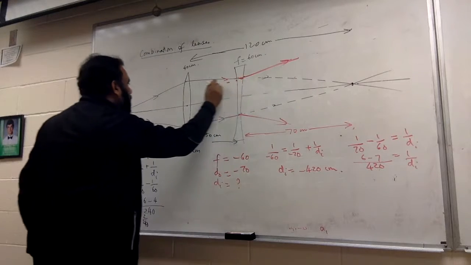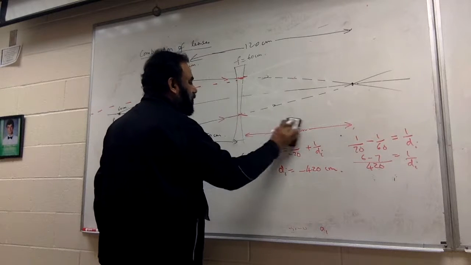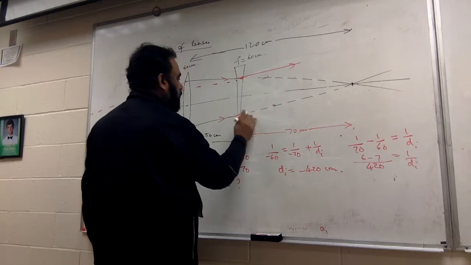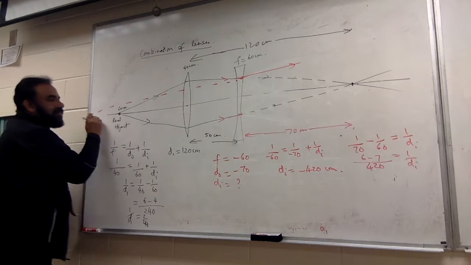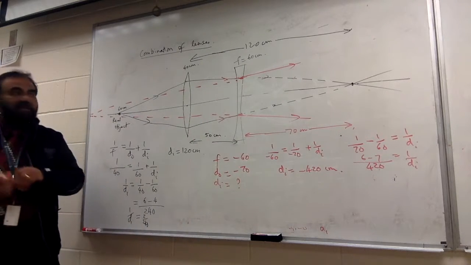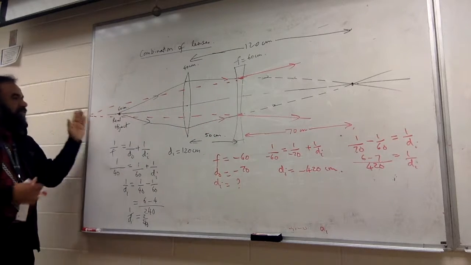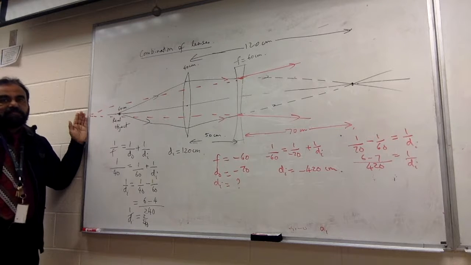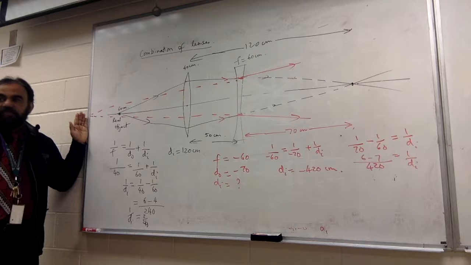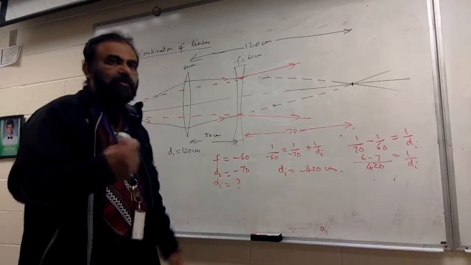So these are coming from where? So these are diverging in such a way that to an eye it appears that these are coming from 420 centimeters from that side, from there. You get it? And it's a virtual image. It's a virtual image here. So when you have a combination of lenses, this is what you do, one after the other.